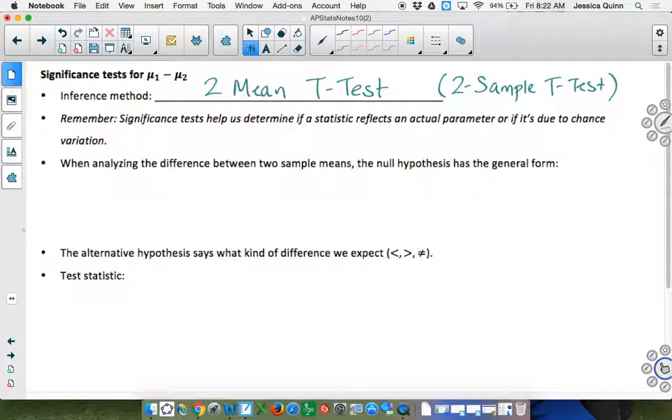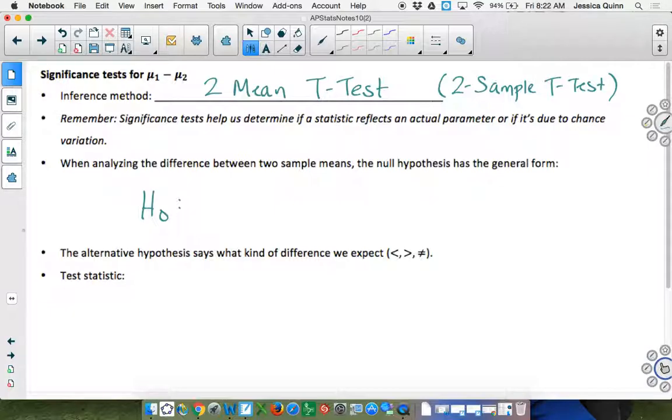That's what it says right there. Significance tests help us determine if a statistic reflects an actual parameter or if it's due to chance variation. So when analyzing the difference between 2 sample means, the null hypothesis has the general form.